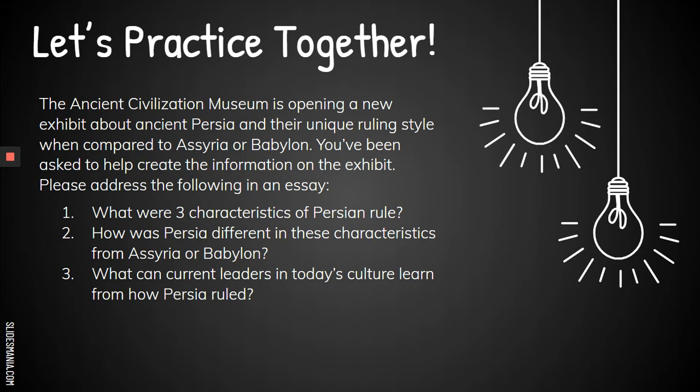1. What were 3 characteristics of Persian rule? 2. How was Persia different in these characteristics from Assyria or Babylon? 3. What can current leaders in today's culture learn from how Persia ruled?